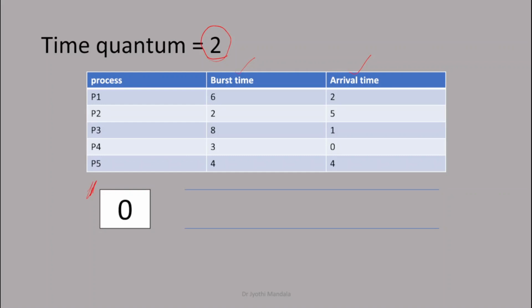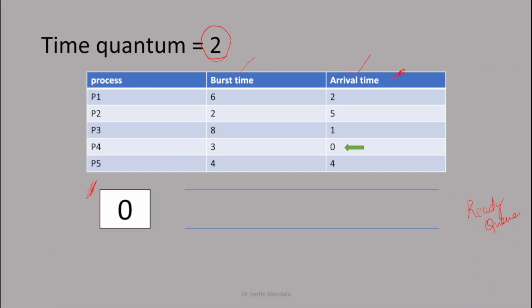Why am I maintaining the timer here? Because at each second we need to check the arrival time. If any new process is coming, that has to be added to the ready queue. So let us consider this is our ready queue. Okay. So always we need to have a habit of having the ready queue, timer, and then we need to draw the Gantt chart parallelly. Okay.